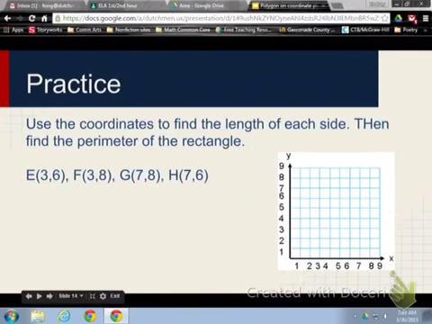So now let's practice. We're going to use the coordinates to find the length of each side, then find the perimeter of the rectangle.